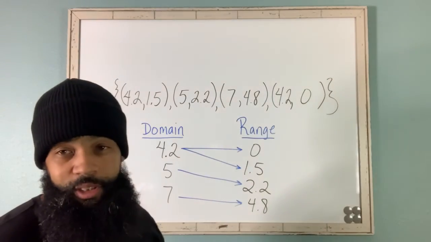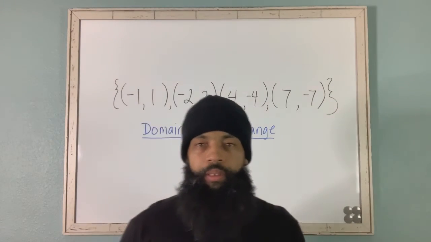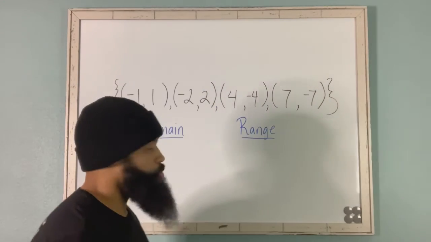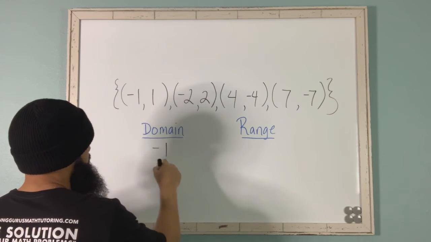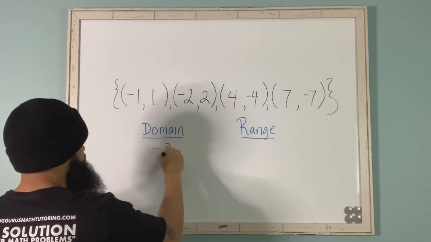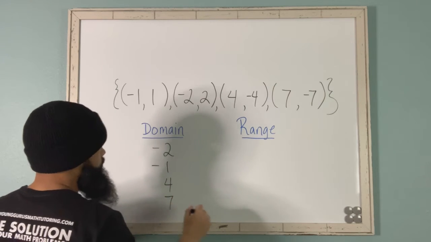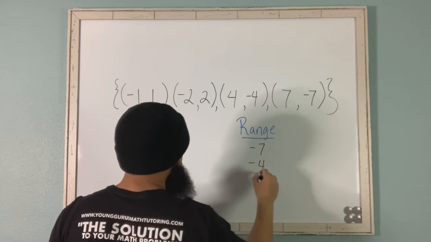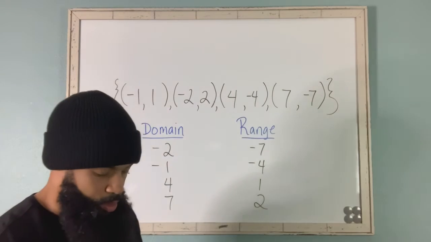So we have another relation here: negative 1, 1, negative 2, 2, 4, negative 4, 7, negative 7. In order to get the mapping diagram, let's see, actually let's do negative 2 first, because it's the smallest number. So let's go negative 2, negative 1, 4, and 7. And then I have negative 7, negative 4, 1, and 2. And I want to map those together.